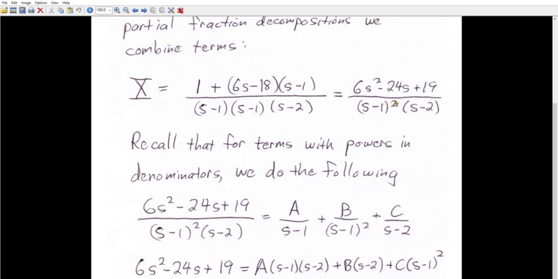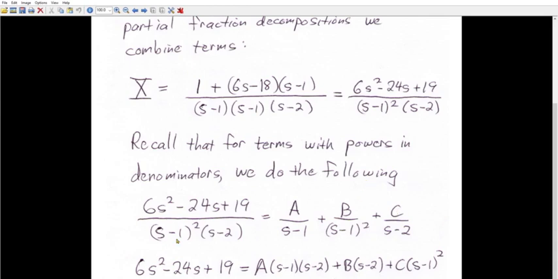And what you remember, I hope, is that when you have a term like this, you do what you would do normally in terms of the partial fraction decomposition if it were to the first power, and then you do the same thing, but now it's to the second power. And if it were a cube, you'd do it again to the third power, but here we've only got a square, and then of course this is the standard thing you do with an s minus 2.